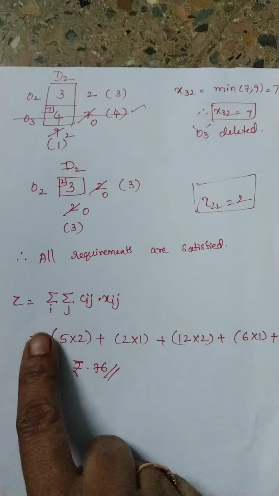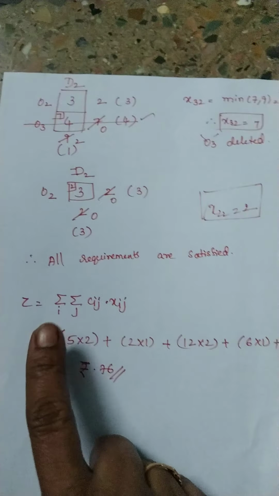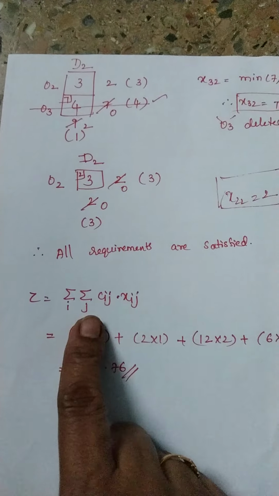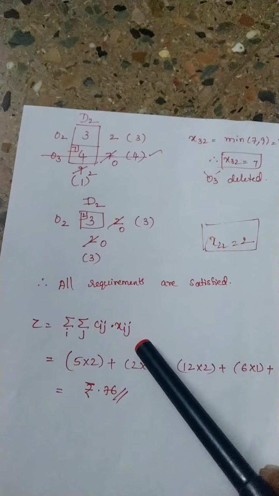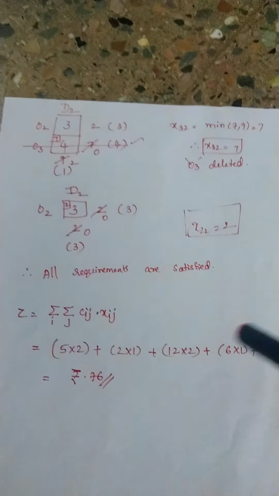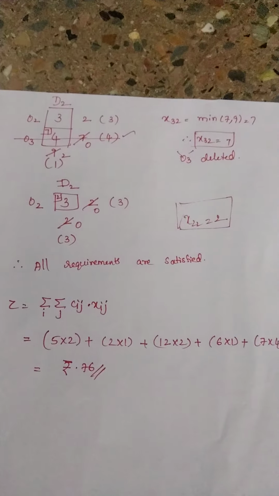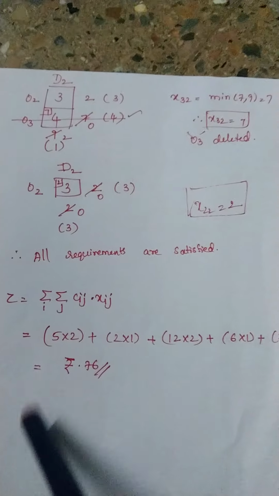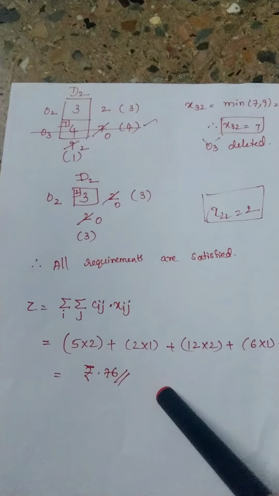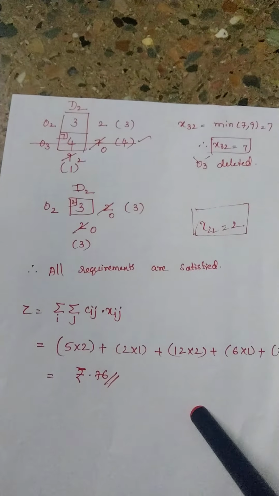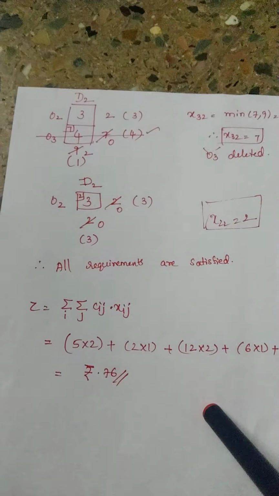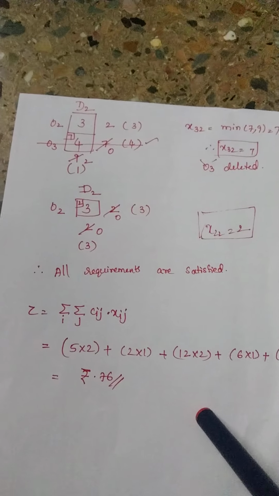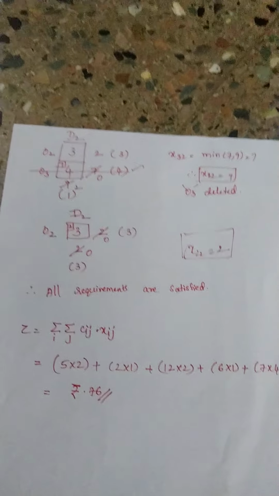We will find the value of Z, that is nothing but the transportation cost in rupees. What is the formula? Summation over i, summation over j of Cij into Xij. How do you get it? We multiply each quantity with its cost. So I got the value as 76 rupees. The transportation cost for this VAM is 76 rupees. This is how we find the solution by VAM. Thank you.